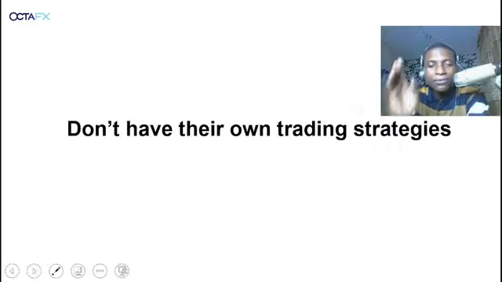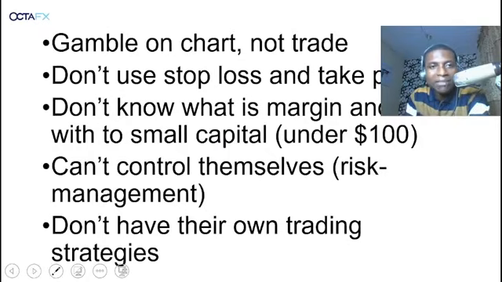So these are the 5 reasons why novice traders lose their money. Like I've explained, number 1, they gamble on charts and don't trade. 2, they don't use stop loss and take profit. 3, they don't know what margin is, and they start trading with a small account size. 4, they can't control themselves; they lack risk management. Then lastly, they don't have their own strategy. So I'll be rounding up here.